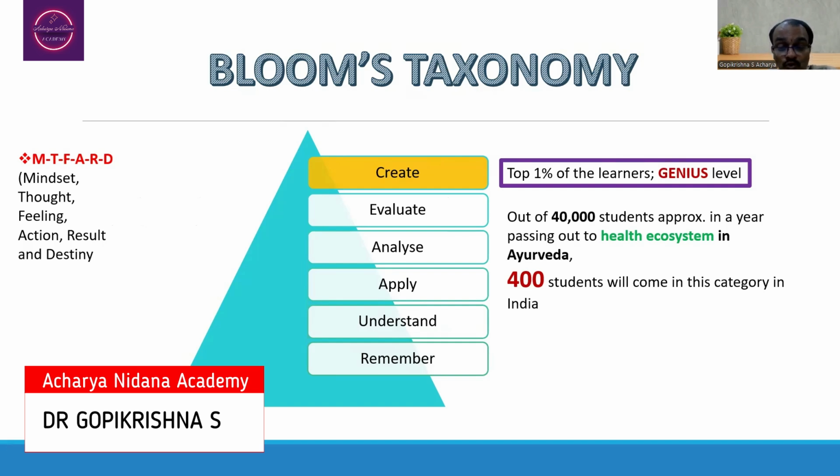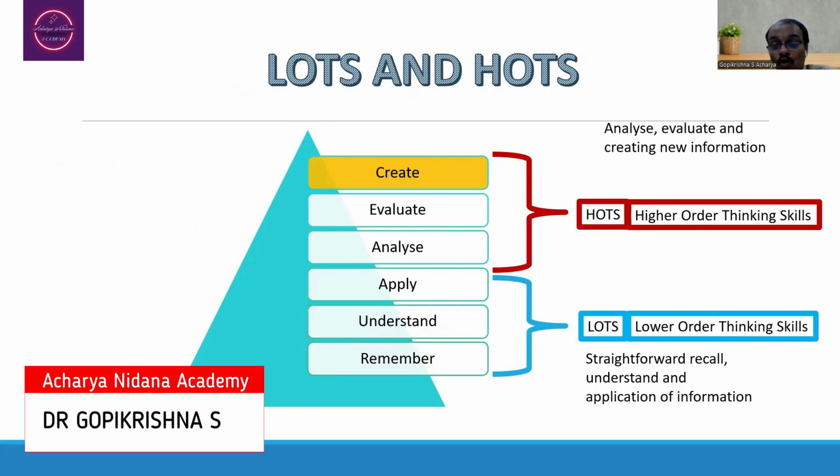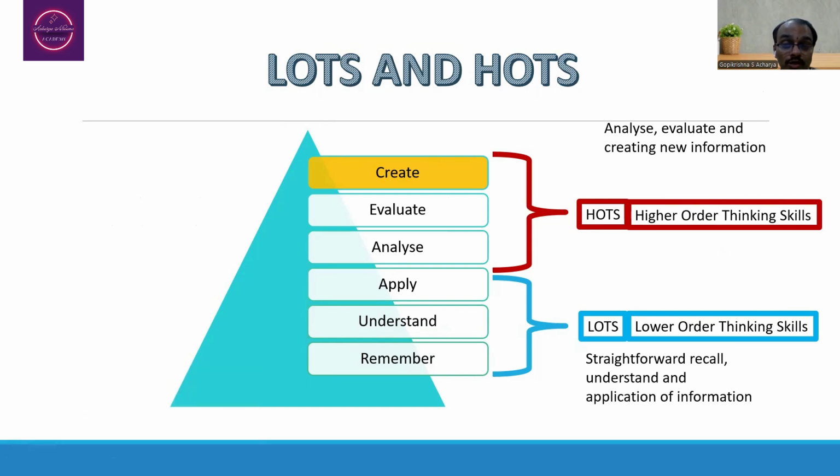Remember, understand, and apply are categorized under lower order thinking skills, whereas analyze, evaluate, and create are categorized under higher order thinking skills, wherein the learner is able to make their own creation or innovative product, and creativity will be observed in that situation.